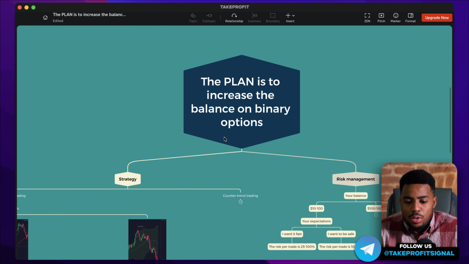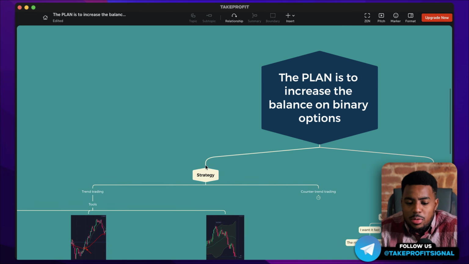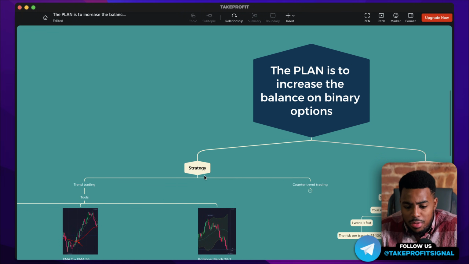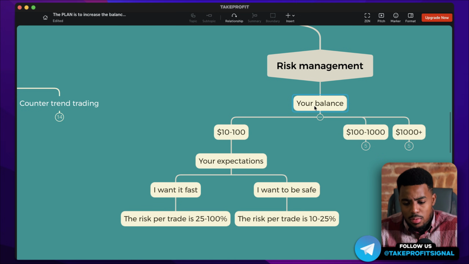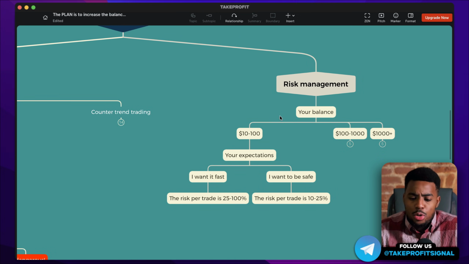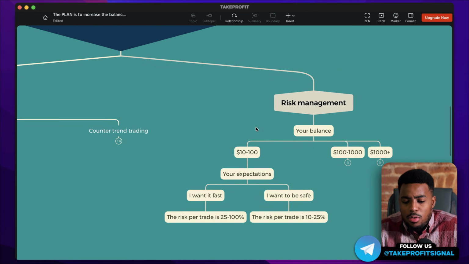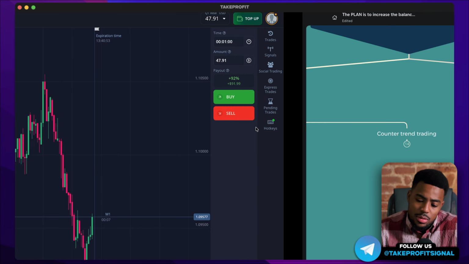There are several points to consider regarding risk management and strategy. We will discuss all of this in detail now. First, you need to answer one question. What is your balance, or how much are you willing to risk in the process of increasing your deposit?